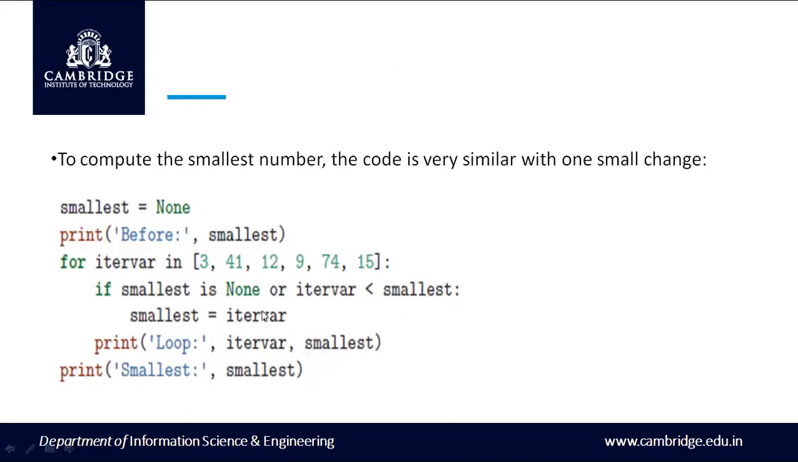Similarly, in place of largest, we have the smallest number. Instead of the greater than symbol, we have the less than symbol here for returning the smallest of the numbers. And again, the number 3 will be returned as the output for this particular program.